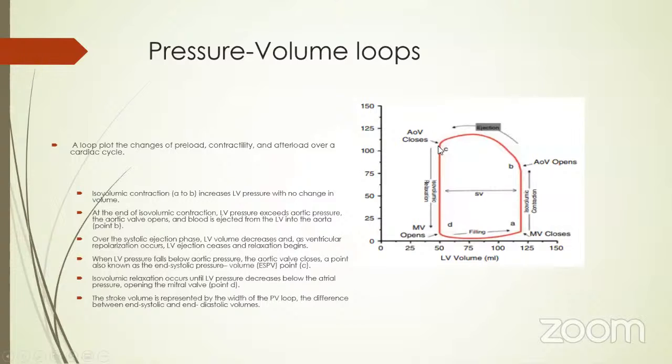After aortic valve closure, there will be isovolumic relaxation until the left ventricular pressure is less than the atrial pressure. Here the mitral valve will open. Also, the width of the pressure volume loop equals the stroke volume, the difference between end systolic and end diastolic volumes.